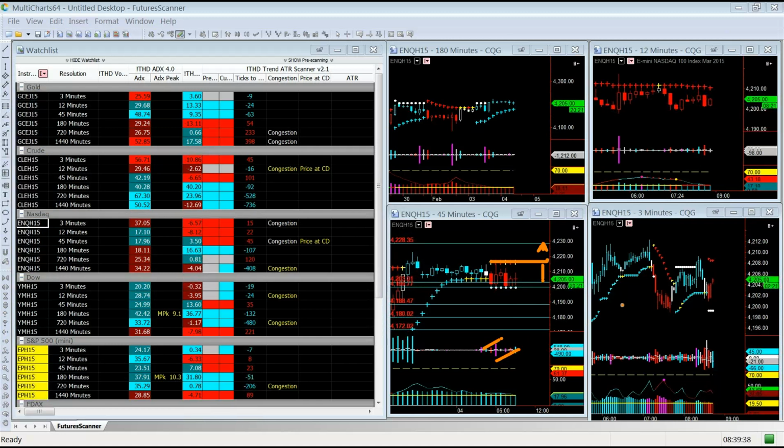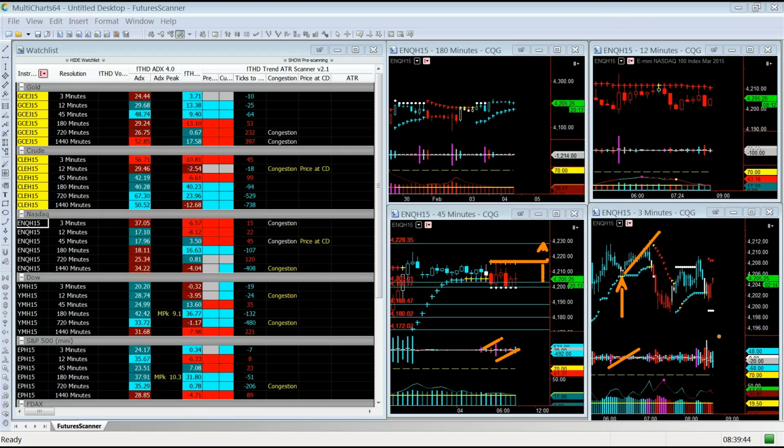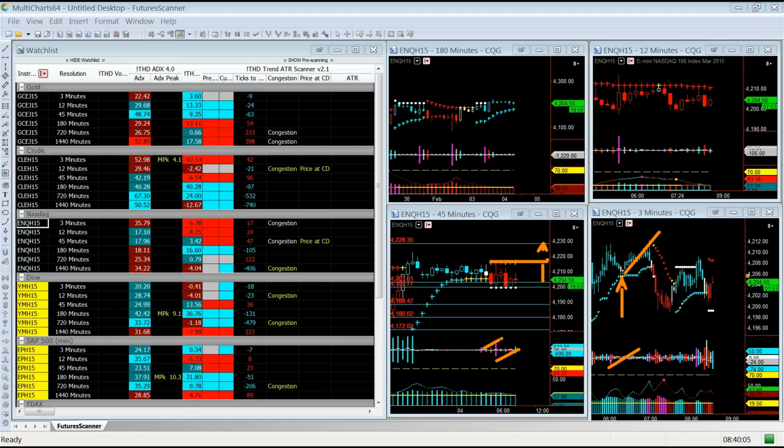Now here you had an entry if you were up early enough where you had diverging volume and you could have taken that little up leg. Would I be interested in entering this right now? No, I would not. Everybody understand that?